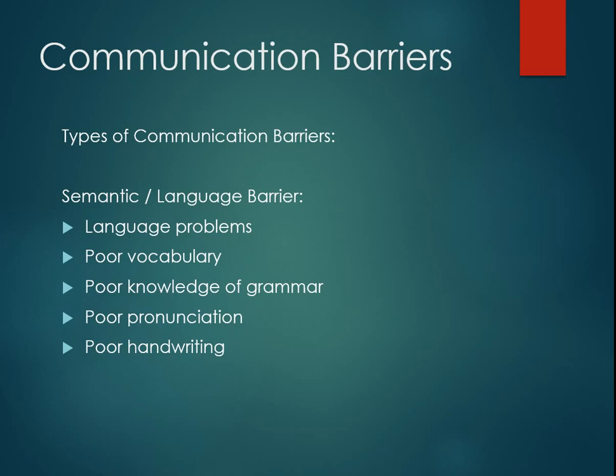For example, first of all, language problems. A person speaking Russian will not be able to have good or effective communication with a person who is not able to speak the Russian language. So language barrier is there. Then we have poor vocabulary. If we do not have enough vocabulary in a language, we will not be able to understand the gist of the information that the sender wants to convey. So vocabulary plays a vital role.